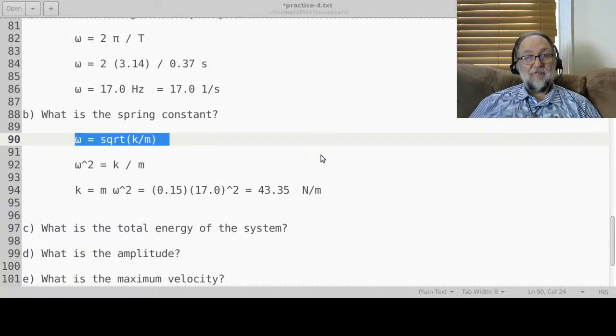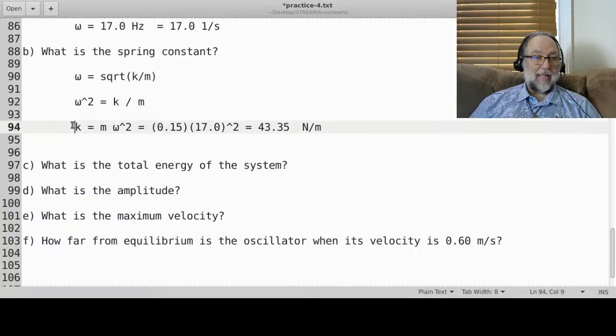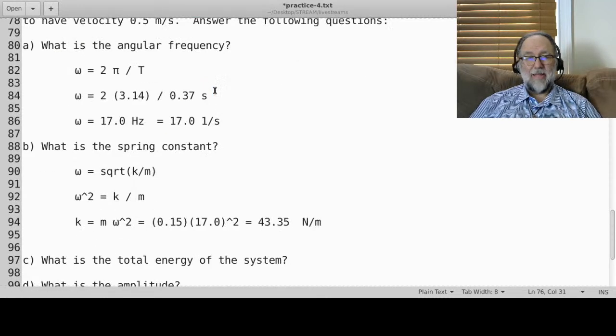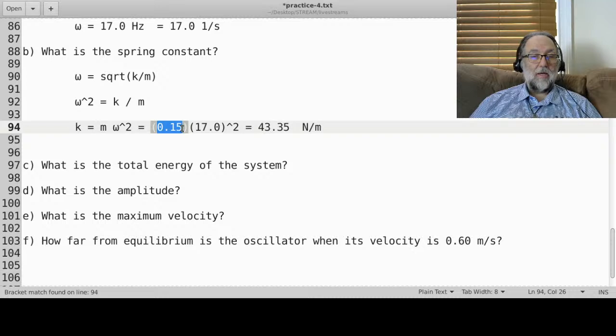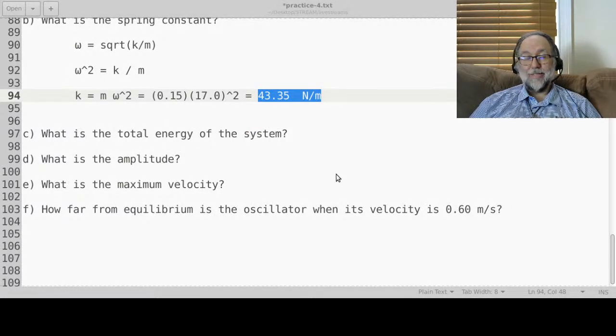We want to solve for K, so let me isolate that. Square both sides, and I get omega squared is K over M. Multiply both sides by M, and I get that K is equal to M omega squared. Substitute in. M, I told you, was 150 grams, but we have to convert that to kilograms, so divide by 1,000. It's 0.15 kilograms. Multiplied by omega, which we found to be 17, so 17 squared, and that tells us the spring constant is 43.35 newtons per meter. Easy enough, but as you can see, omega was critical in calculating that.